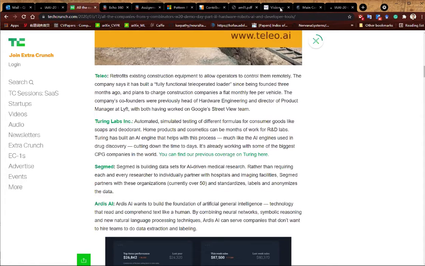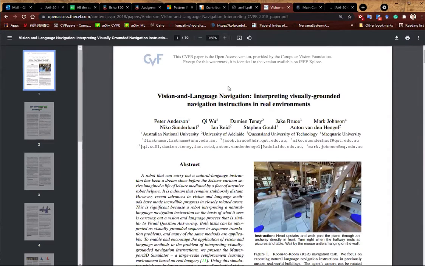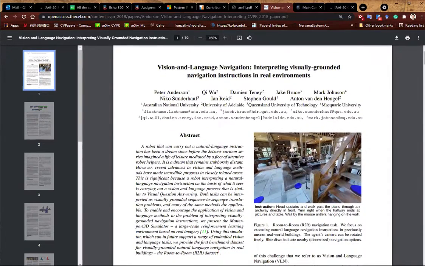For example, this is a paper we published in CVPR 2018. In this paper, we propose a new application, which is about giving a human natural language instruction to a robot, and the robot needs to navigate to the right location. For example, head upstairs and walk past the piano through an archway. So we give an instruction to the simulated agent, a simulated robot in a simulated environment, and we ask the robot to move to the right location. This is a novel application we want to develop.